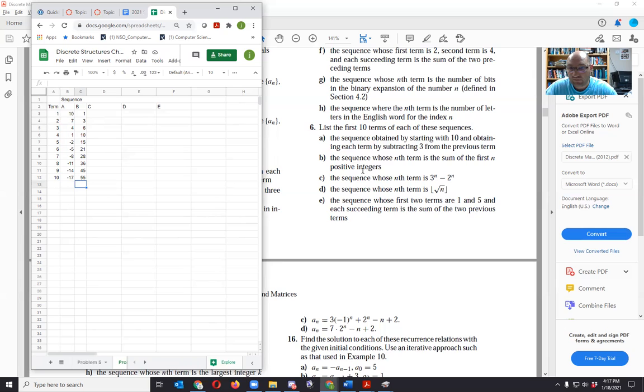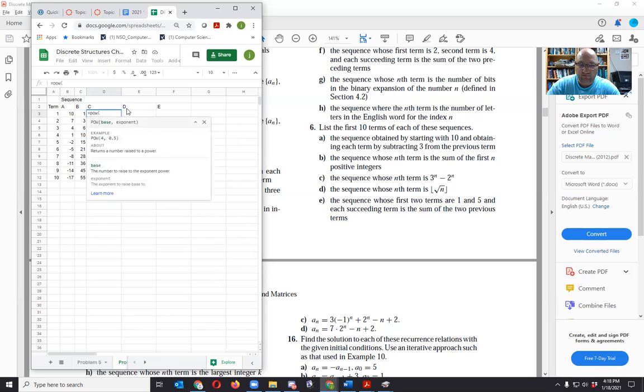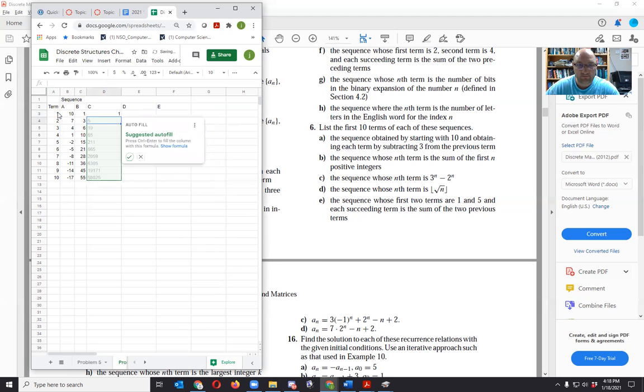Okay. All right, now we're moving on to part C. It says the sequence whose nth term is 3 to the n minus 2 to the n. So this is equal to, oh, you know what? Keyboard power of 3 comma n minus power of 2 comma n, where A represents our n.